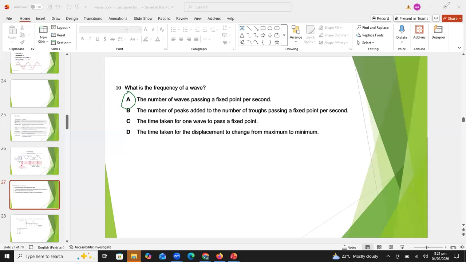Is it clear to you, students? Alright, now I'm moving on. Yes, exactly, beta. B is not a correct answer. I didn't discuss the number of peaks. I told you the number of waves passing through a fixed point in 1 second is defined as frequency. Now I'm moving towards the next question.